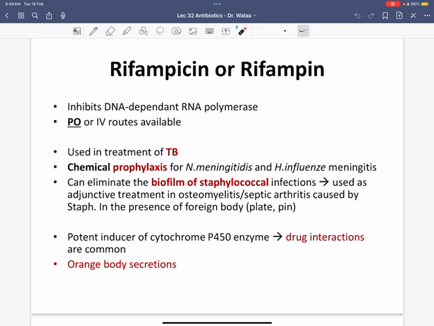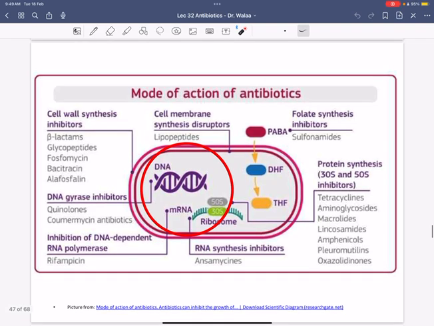One of the major side effects for rifampicin is orange body secretions. Yani, for example, the urine would be orange in color. And this is transient. When you stop rifampicin, things should go back to normal. Okay.